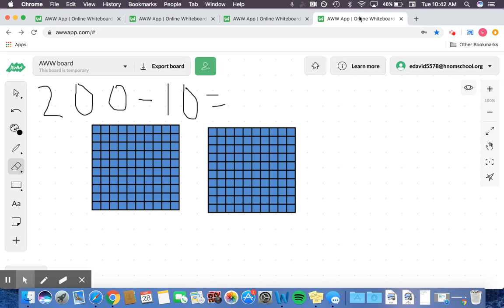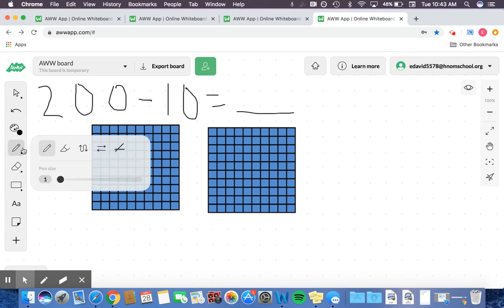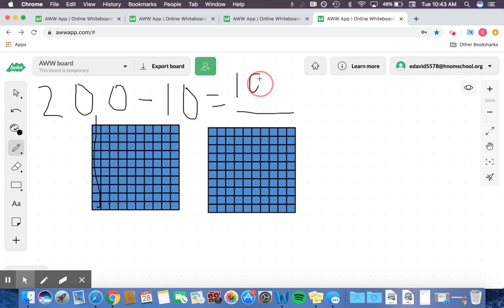Let's look at another example. 200 minus 10. 200 is made up of 20 tens. There are 20 tens here. 20 tens minus 1 ten is 19 tens, which is really 190. If we get rid of one of these tens, there are 19 left, or 190. So again, the digit in the hundreds place and the digit in the tens place change.